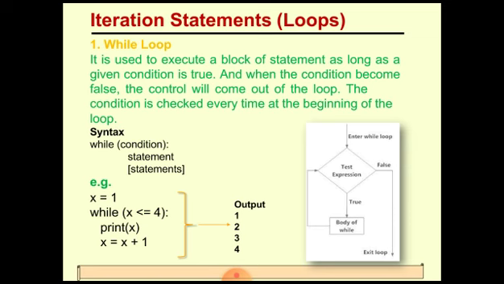Okay, so now again 2 will be checked here, and again it will be printed, so it will continue till the value of x becomes greater than 4. Until it is 4, it is okay, it will return true. As soon as it becomes 5, again this condition becomes false, and the loop control will come out of the loop. So again this has been shown in the flowchart also.